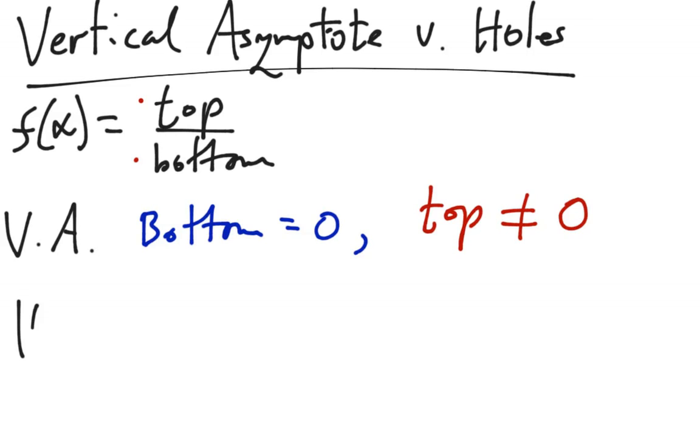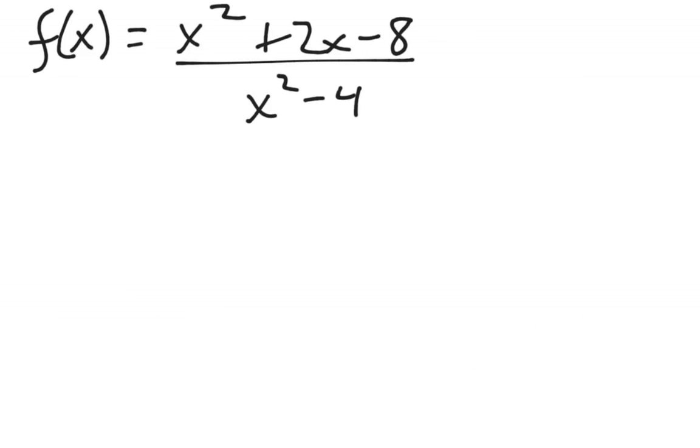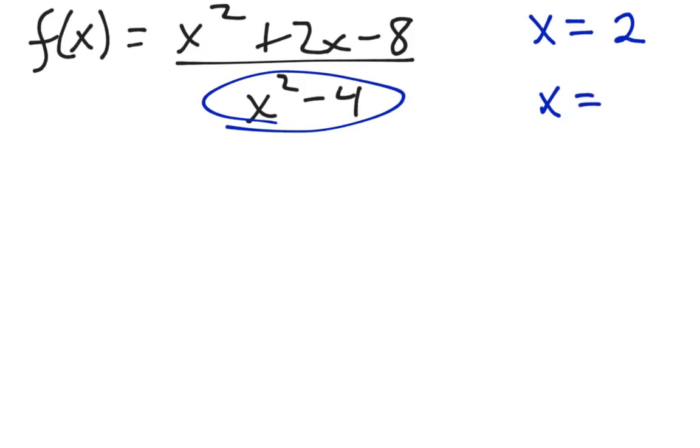And then we have a hole wherever the bottom equals 0 and the top also equals 0 at the same time. As a general thing, this is true, mainly because they share a common factor and they'll cancel out. Let's take a look at some examples. Here's a schnazzy function, x squared plus 2x minus 8 divided by x squared minus 4. Just looking at it really quick, there's going to be two values of x that give us 0 in the denominator. One of them is going to be positive 2, and the other one's going to be negative 2, because x squared equals 4 has those two solutions.